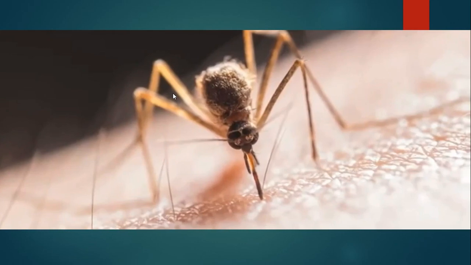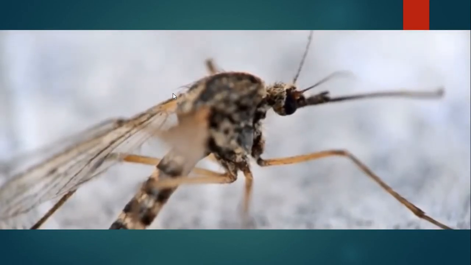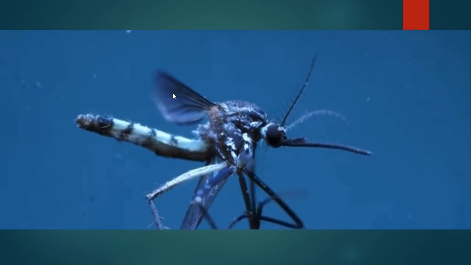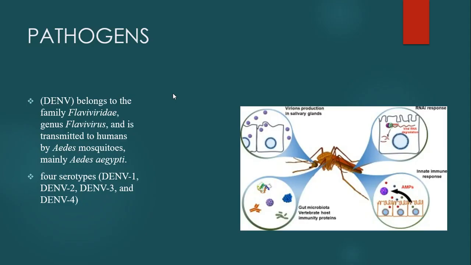Dengue, also known as breakbone fever, is a viral infection that spreads from mosquitoes to humans. Dengue fever can be caused by any of four genetically related but antigenically distinct dengue virus serotypes: dengue 1, dengue 2, dengue 3, and dengue 4.